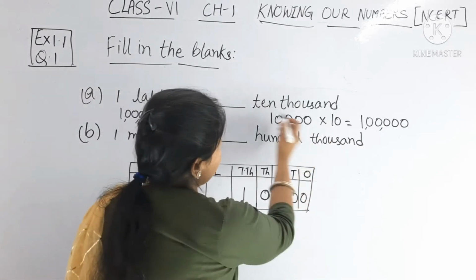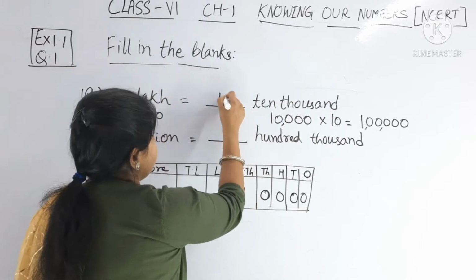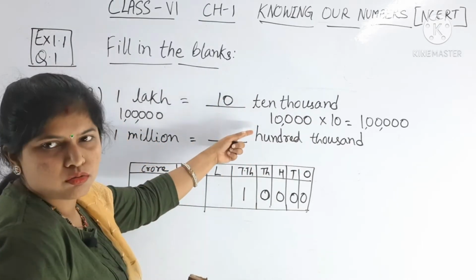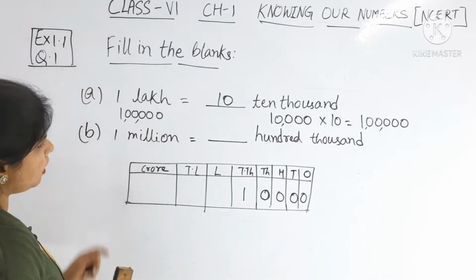So what will be the answer here? We have to multiply by 10. So here will be 10,000. This is the first part. Now come to the second part.